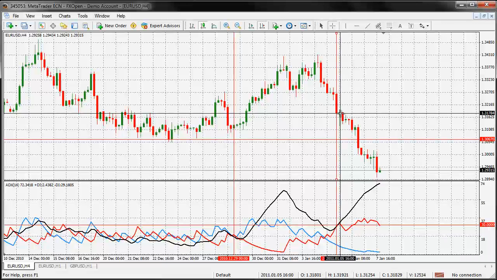Alright, so now we've gone short right here, and our take profit target got hit for 110 pips in, what's that, 24 hours, in a whole day. So that's not bad. 110 pips for a day's work is pretty good.